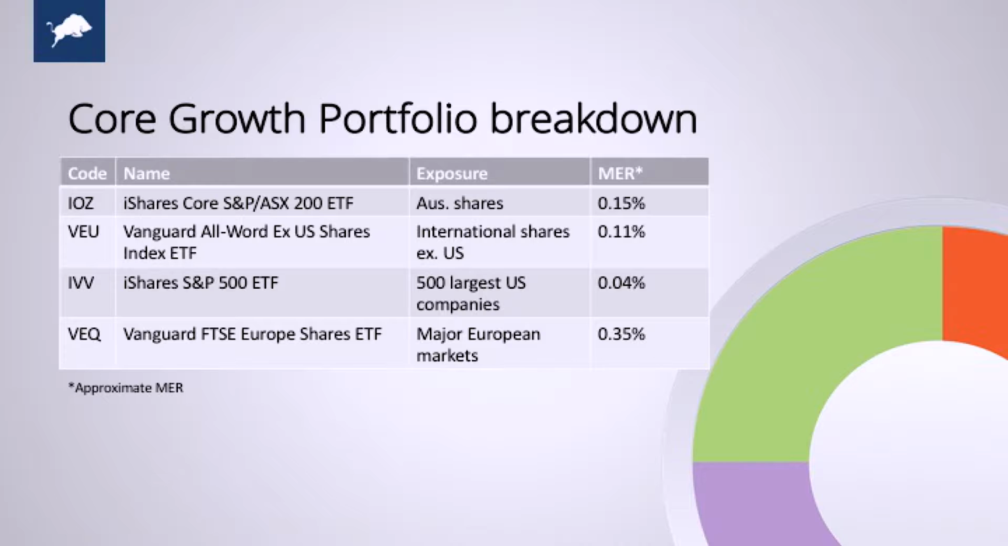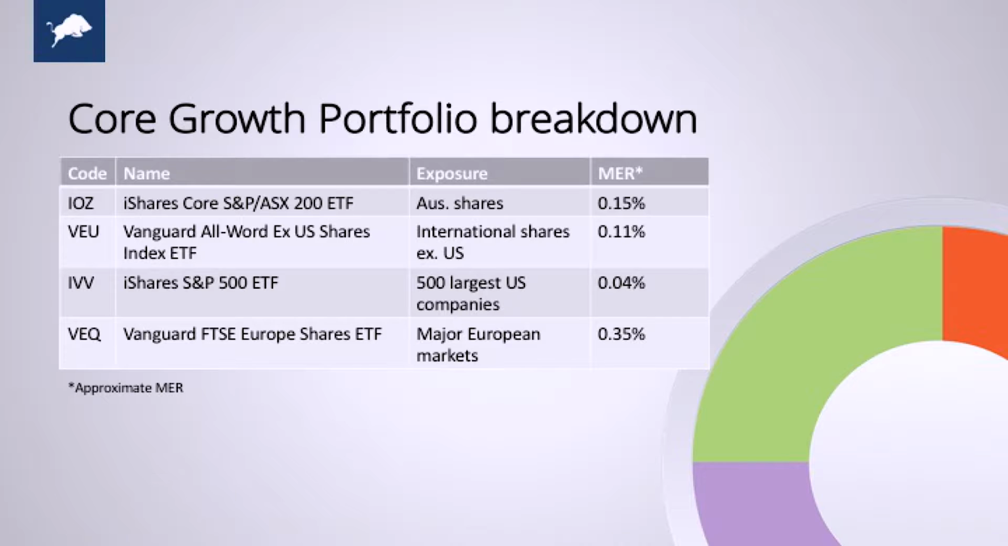Now, the core growth portfolio is our standard benchmark portfolio when it comes to our diversified portfolios. It's made up of Australian equities, international equities, cash, fixed interest, and property exposure. So it gets you broad diversification around those asset classes.